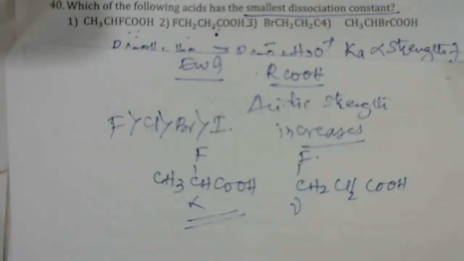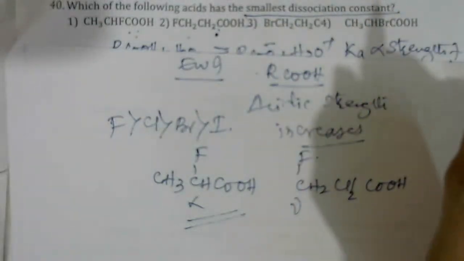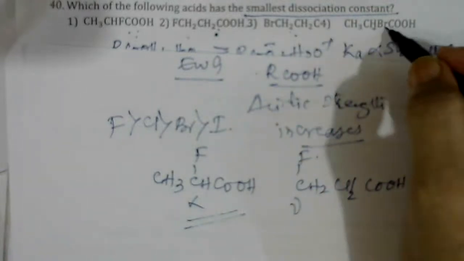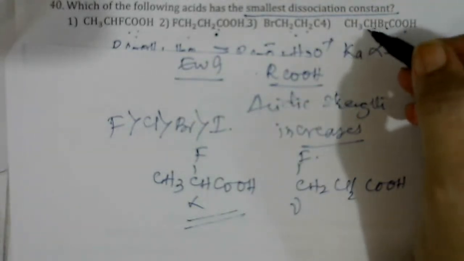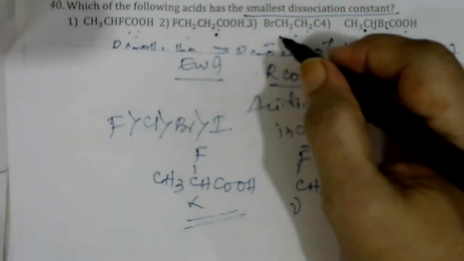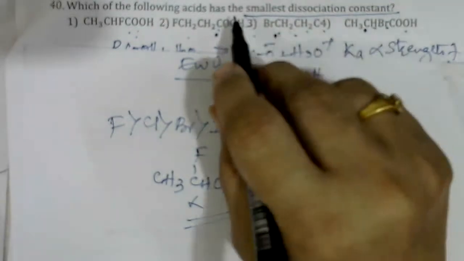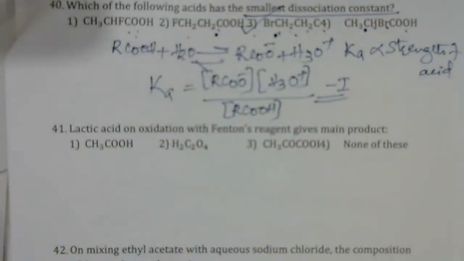But the question they are asking is weak. That's why both are strong, no question arises. The question arises between this and this. Same point arises over here. Br is linked to the alpha carbon atom and this Br is very far away from the carboxylic acid. And the question is the smallest dissociation constant. Therefore, the option is third one.